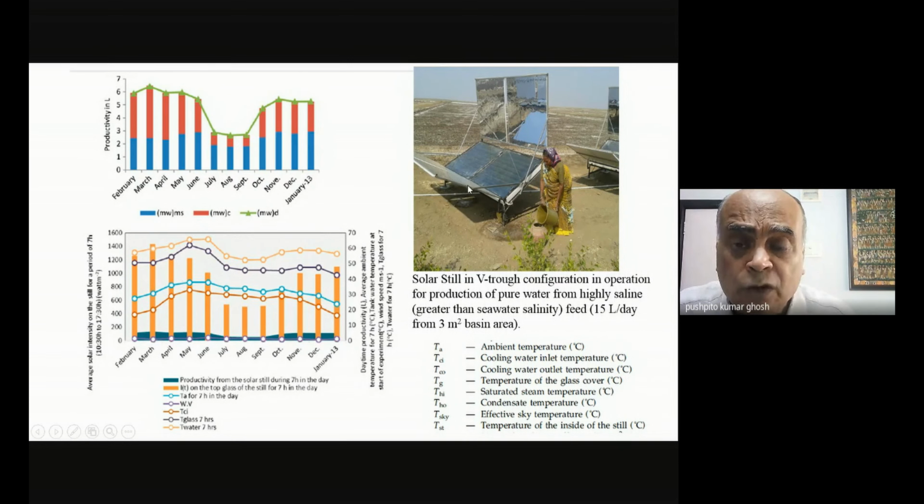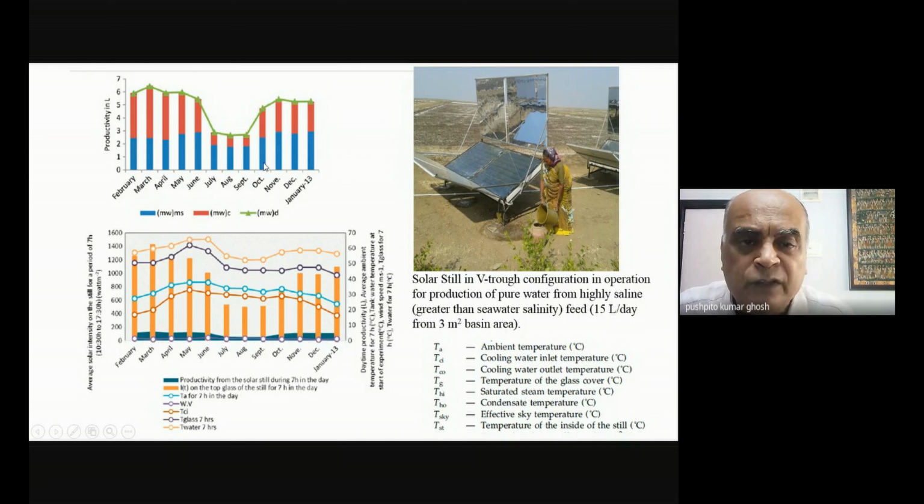Now, in many of these, what happens is that during the daytime, because of the high temperature of the glass, the condensation is poor. But at night, when the weather gets cold, the inside is still hot, because it's thermally insulated. And so you can keep collecting water even at night. Water will keep evaporating and condensing.